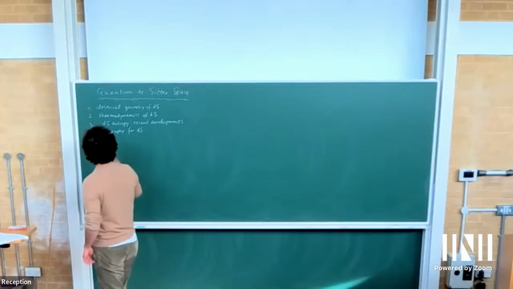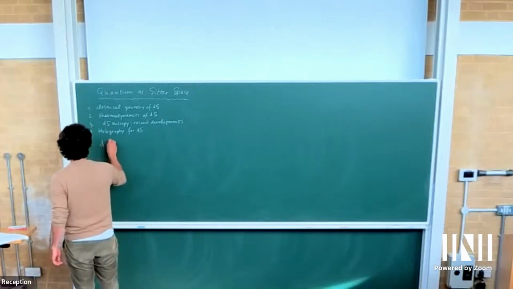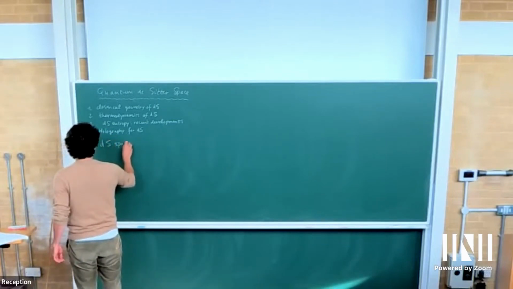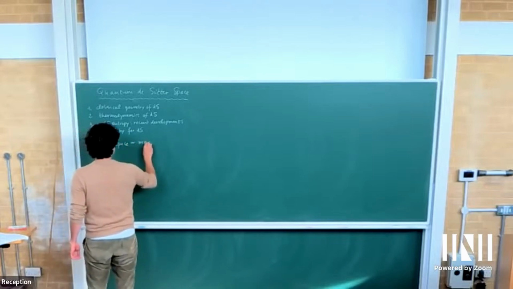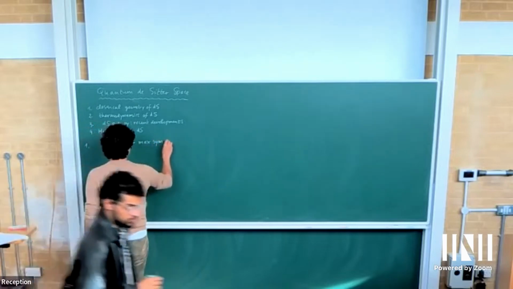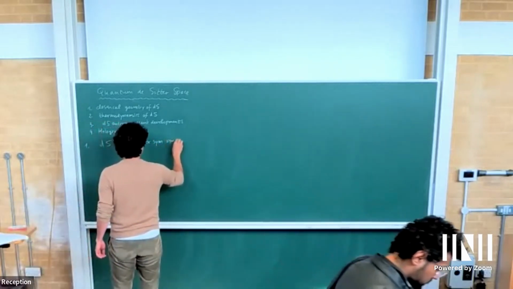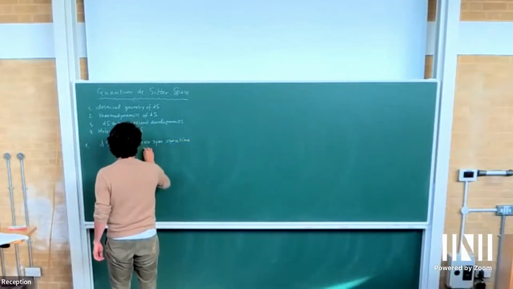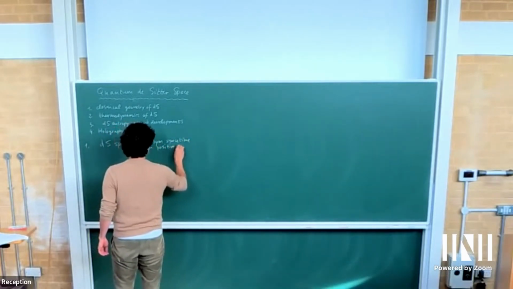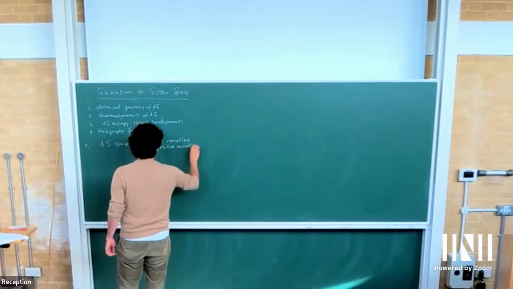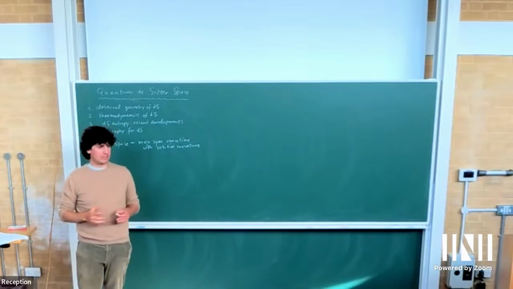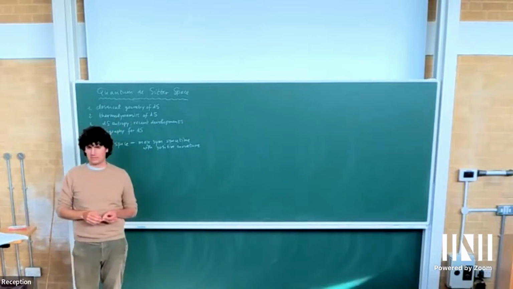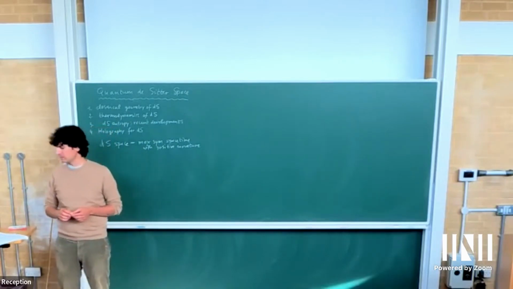So to begin with, what is de Sitter space? It's the maximally symmetric spacetime with positive curvature. And equivalently, it's the maximally symmetric solution to the Einstein equations with positive cosmological constant.